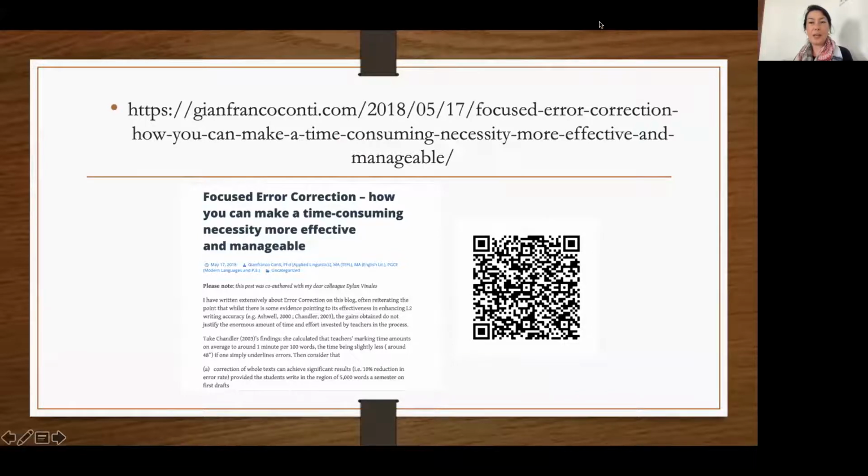If you find this topic interesting, focused error correction, this is a nice article, or I guess it's a blog entry that I found online. This person does a nice job of explaining focused error correction, why it's a good thing to do, how to go about doing it, and some strategies.